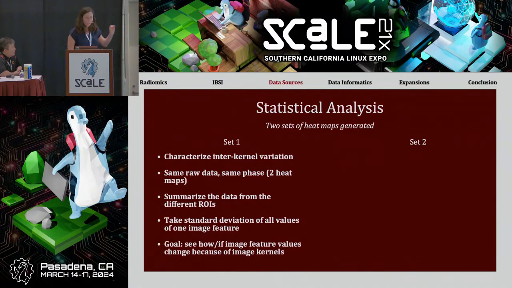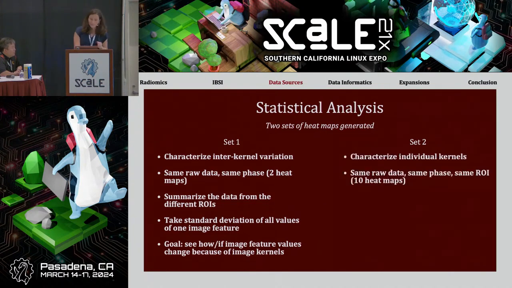And then the goal was to see how and if these image feature values change because of the image kernels. So what could be throwing off our future models? What are the differences we need to account for and control for when we're trying to apply these clinically? So the second set was to characterize individual kernels, whether we could omit or include specific kernels that are more robust to these kernel differences.